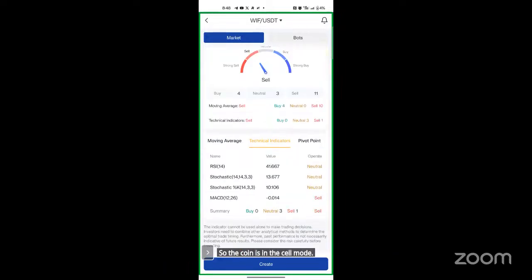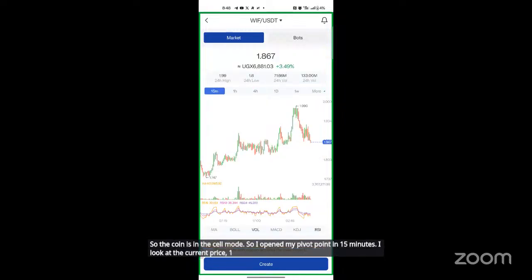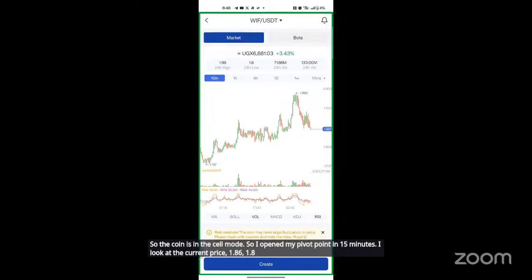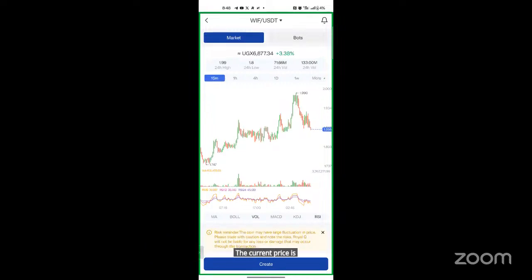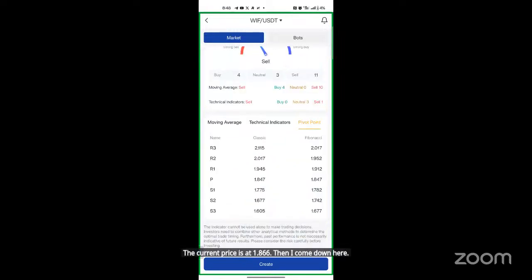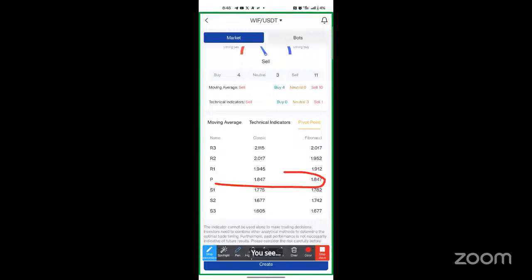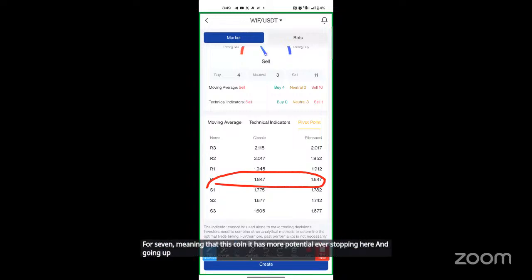So I open my pivot point in 15 minutes. I look at the current price, 1.867. The current price is at 1.866. Then I come down here. If I look at my pivot, you see here, 1.847, meaning that this coin has more potential, either stopping here and going up or breaking it and coming down.